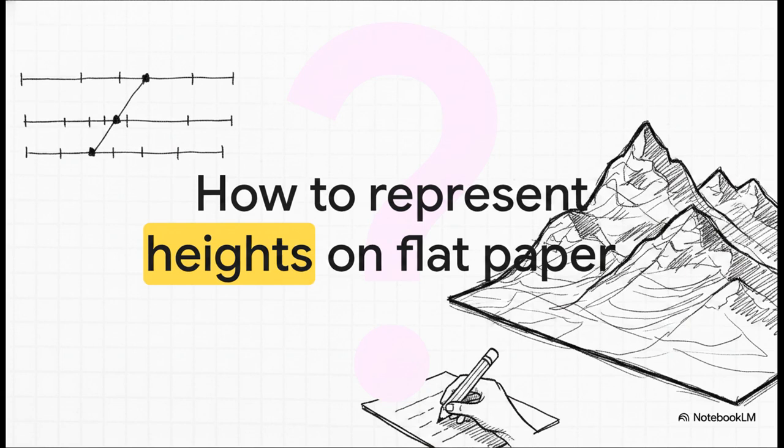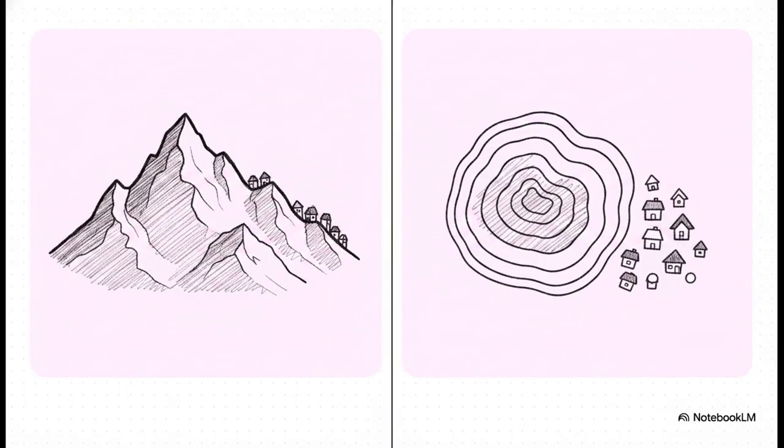Okay, so points, lines, and scales work perfectly for measuring flat distances. But here is the ultimate cartographer's dilemma. How on earth can we represent the heights of land, that full 3D topography, on a completely flat piece of paper? Now, what's really interesting about this slide is the core problem of drawing mountains.